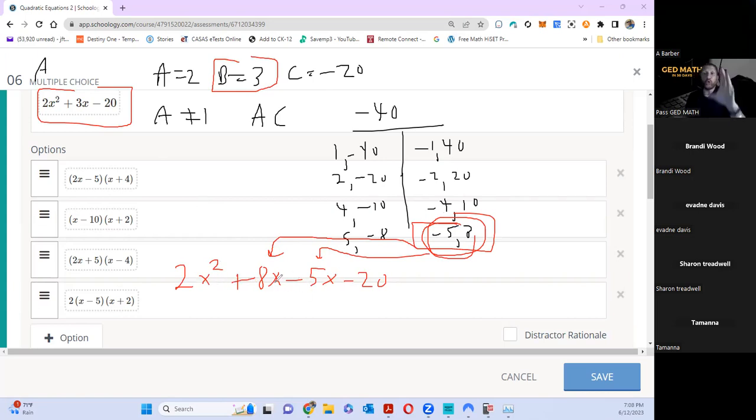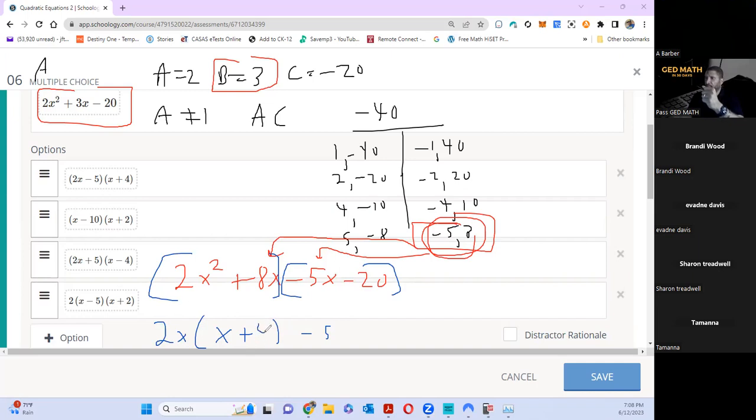So then you do what's called factor by grouping. So again, this is difficult. 8x minus 5x is 3x. I group them together. So I'm going to take a 2x out, and I got x plus 4. Here, I'm going to take a minus 5 out. Oops. I'm sorry, I got a 4.